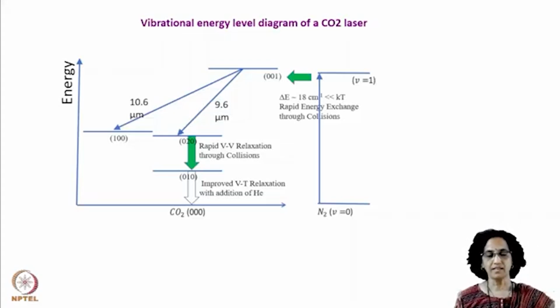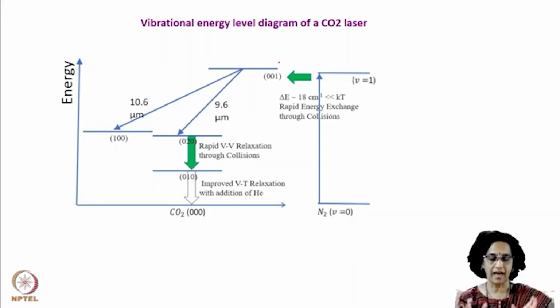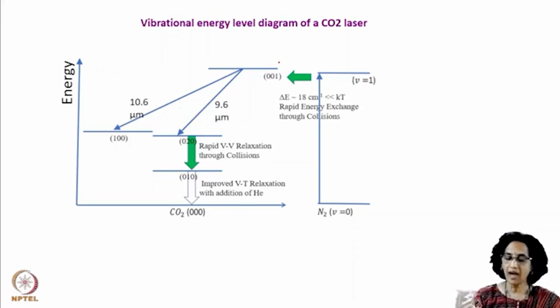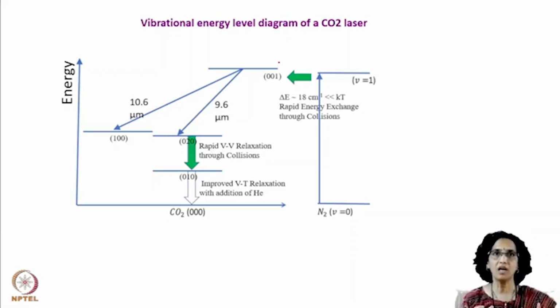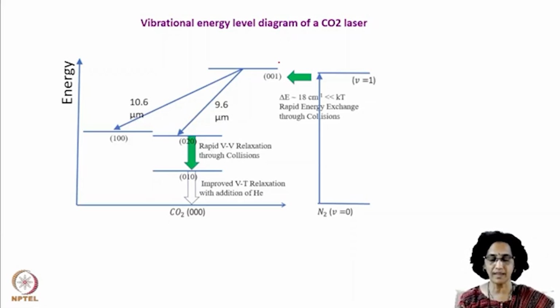So, in the last class, we studied how lasing action takes place in a CO2 laser. The energy levels that participate in the lasing action, we saw that all the three ladders of vibrational modes participate in the lasing action in a CO2 laser. And we also saw what the drawbacks are when we make use of a pure CO2 laser gas mixture.